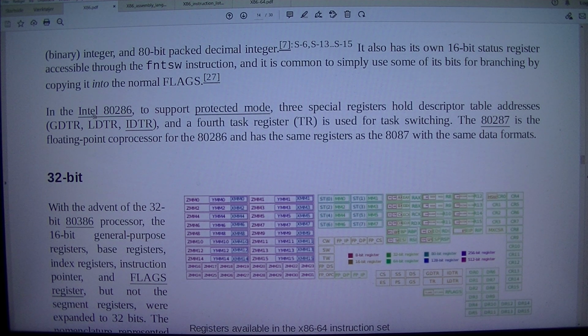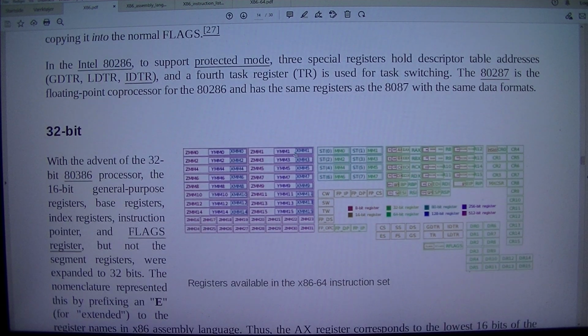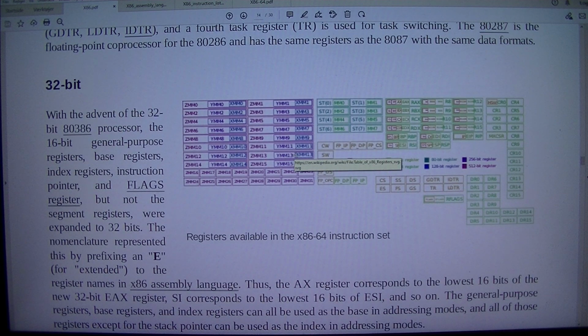27. In the Intel 80286, to support protected mode, 3 special registers hold descriptor table addresses, GDTR, LDTR, IDTR, and a 4th task register, TR, is used for task switching. The 80287 is the floating point coprocessor for the 80286 and has the same registers as the 8087 with the same data formats.